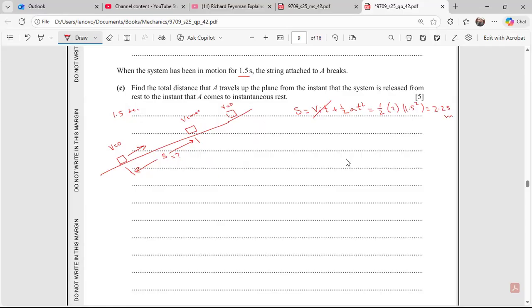Now, the moment the string is broken, I have to find out the distance it will travel. Now there are several problems. When the string is broken, I do not know what its speed was. I have no idea how much the deceleration is. I have no idea how much distance it has traveled. I have no idea how much time it will take. The only thing I know is that it stops, so the final velocity was 0.